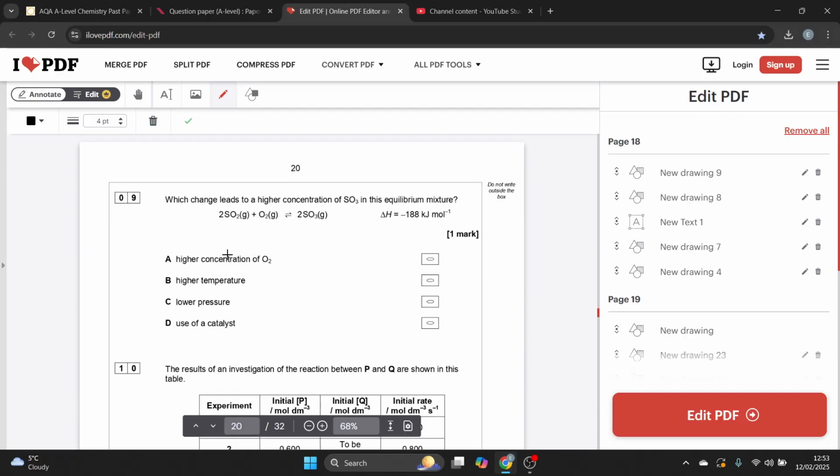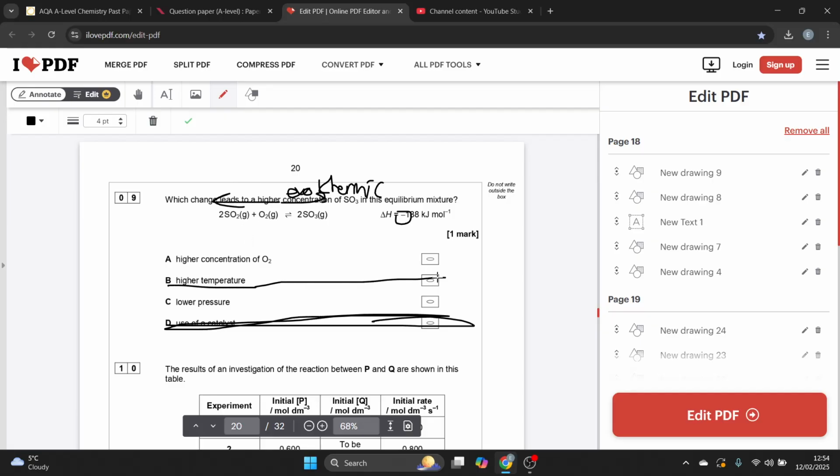Question 9, which change leads to a higher concentration of SO3 in its equilibrium mixture? Use of a catalyst? Definitely not. Catalysts don't affect the equilibrium yield. Higher temperature, let's have a look at that one, because I know the forward reaction is exothermic because delta H is negative. If I increase the temperature, it's going to shift to the endothermic direction to oppose the increased temperature, hence decrease in temperature, so it wouldn't lead to a higher concentration of SO3, because SO3 is on the right hand side. Equilibrium will move to the left hand side.